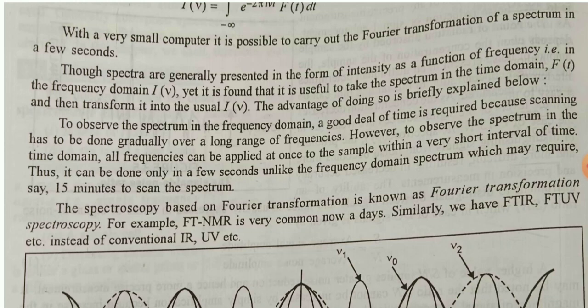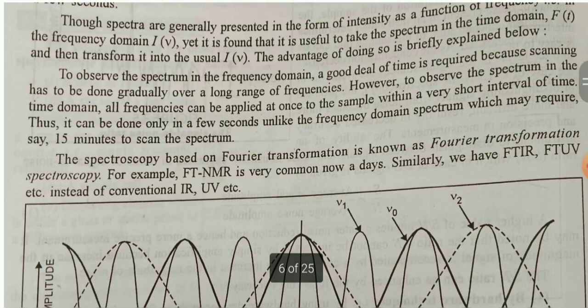Though spectra are generally presented in the form of intensity as a function of frequency, that is, in the frequency domain I, yet it is found useful to take the spectrum in the time domain f and then transform it into the usual I. The advantage of doing so is briefly explained below. To observe the spectrum in the frequency domain, a good deal of time is required because scanning has to be done gradually over a long range of frequencies. However, to observe the spectrum in the time domain, all frequencies can be applied at once to the sample within a very short interval of time. Thus, it can be done in only a few seconds, unlike the frequency domain spectrum, which may require, say, 15 minutes to scan.